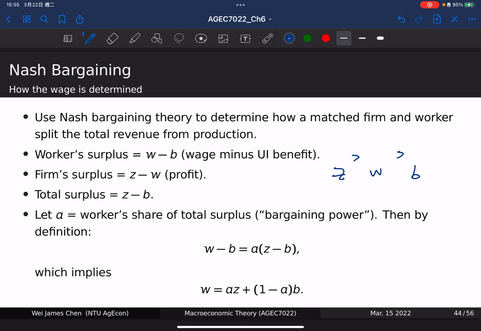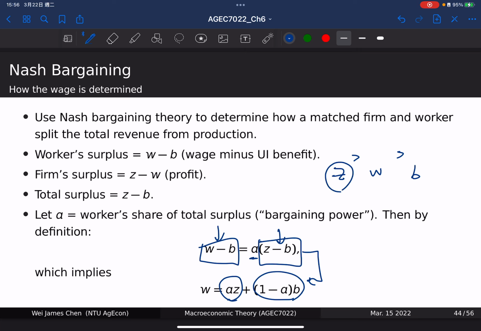So how is the wage going to be decided? The wage is basically a linear combination of Z and B. And this A is basically the worker's share of total surplus. So you can define W minus B as A times Z minus B. That's the total surplus, and this is the worker's share. If you rewrite this, it's basically a linear combination of Z and B. So the higher the A, the closer the wage will be to the production Z. The lower the A, the closer the wage will be to the benefit B.